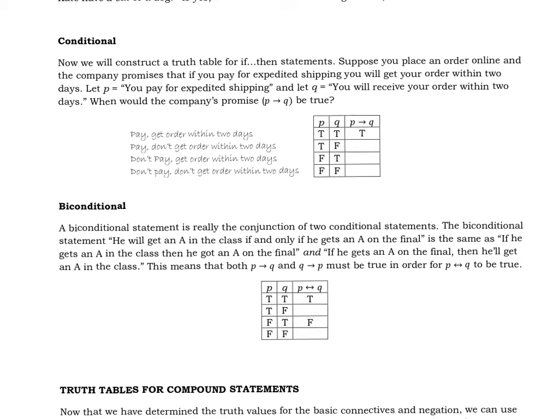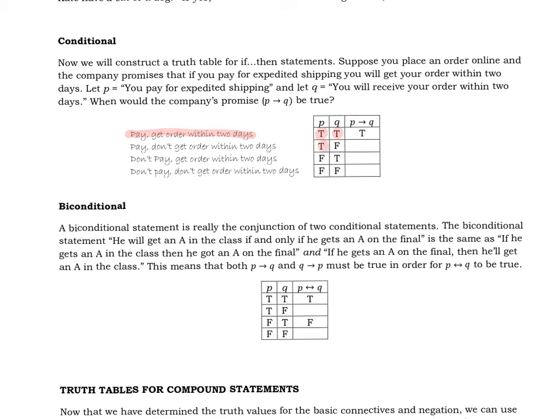So P is you pay for expedited shipping. So this first statement is saying you pay for expedited shipping, so you actually do pay. That's true. And Q, then you get your order within 2 days. So you paid and you got your order within 2 days. Was their claim true or false? Their claim was true. You paid, you got your order within 2 days. Boom. You're a happy customer, right? Now let's look at a different set of possible combinations of truth values.